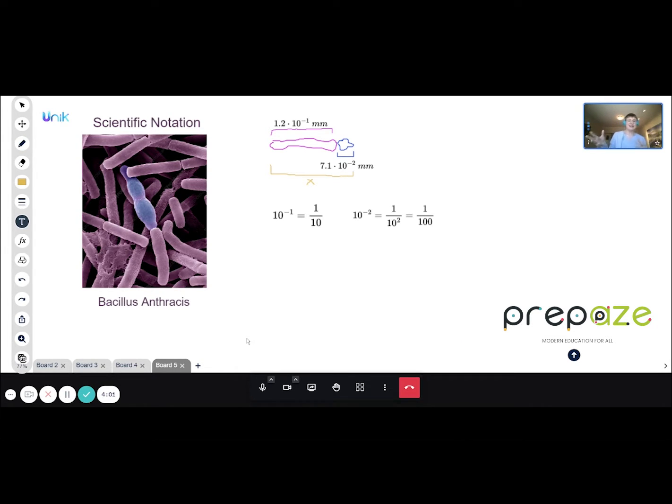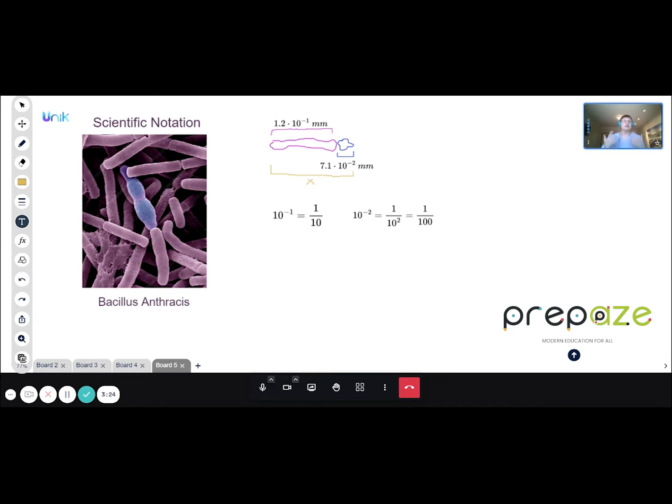So when we are multiplying each of our bacteria by these powers of 10, what we're actually doing is multiplying by a fraction. And what's our standard when we are adding and subtracting fractions together? Well, we need to find that common denominator. And that's exactly what we're going to do in terms of scientific notation. So we have 10 to the negative 1 is equal to 1/10, so 1.2 is being divided by 10. We have 10 to the negative second equaling 1 over 100. So when we multiply 7.1 times 10 to the negative 2, we're dividing by 100. So let's divide by the same number.